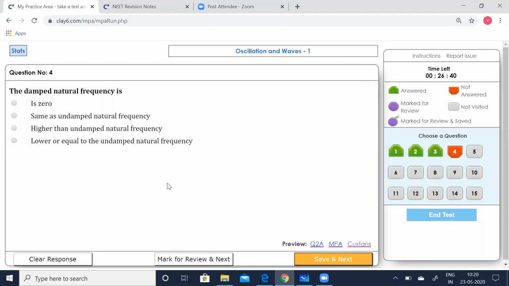Going to the fourth one: the damped natural frequency is 0, same as the undamped natural frequency, higher than the undamped natural frequency, or lower than or equal to the undamped natural frequency. All right. The damped natural frequency is always lower than the undamped natural frequency. This is equivalent, so we can compare this to the roots of the quadratic equation.